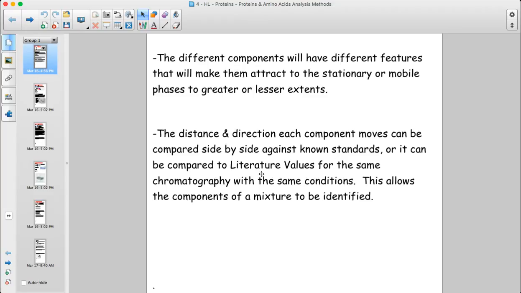Another way is that there's a value we can calculate fairly simply called the RF value, or the retention factor, and we can compare the RF values that we get in a lab to literature values for RF values if we are running the experiment under the exact same conditions.